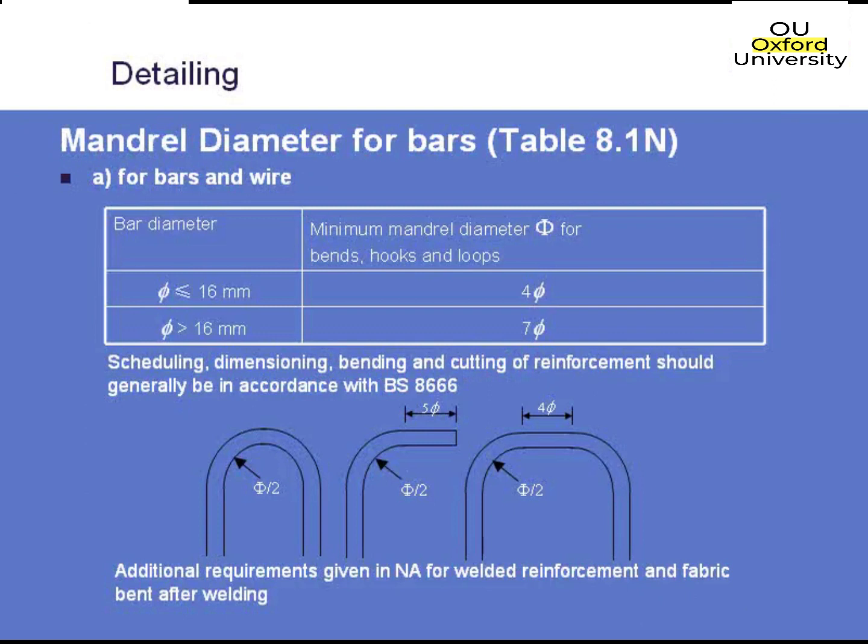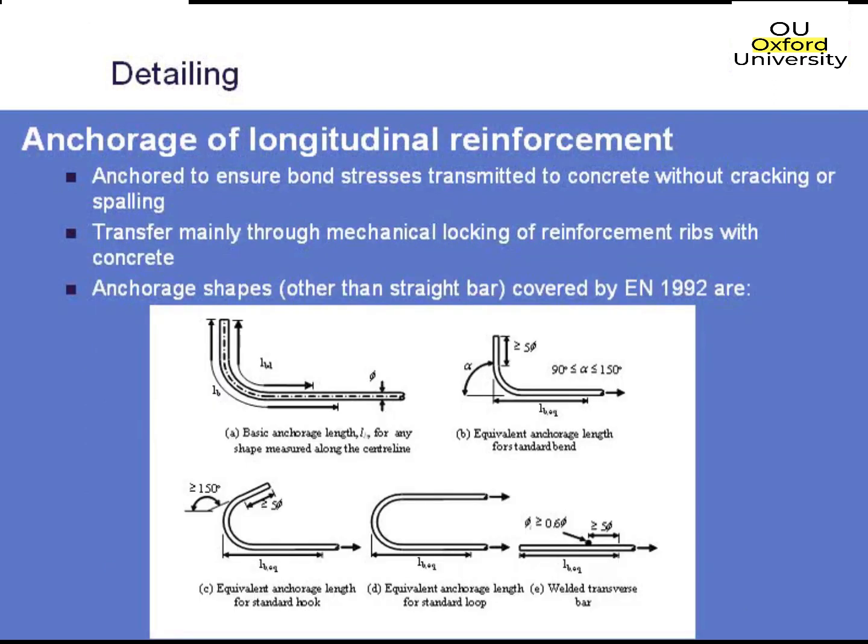And then next we're going to go on and look at the anchorage of longitudinal reinforcement. Basically, the reinforcement needs to be adequately anchored to ensure that bond stresses are transmitted to the concrete without any longitudinal cracking or spalling occurring within the section. The transfer of these stresses is mainly by mechanical locking of the reinforcement ribs with the surrounding concrete. And that will depend on the shape of the bar, cover, the transverse reinforcement, and any confinement from transverse pressure.